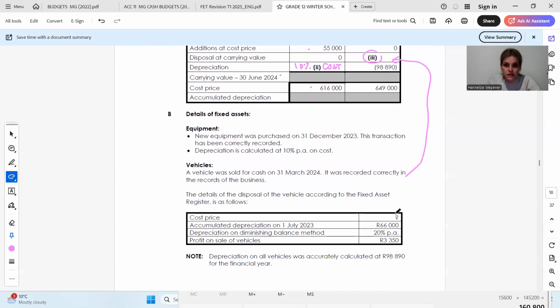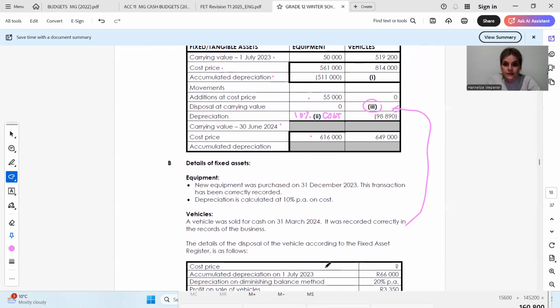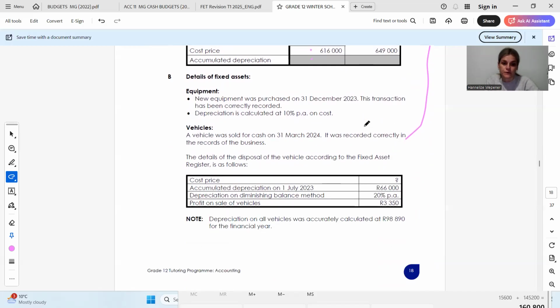So you don't know what the cost price is. You do, however, know that the accumulated depreciation on the first day of your current financial year was 66,000. You know that you use the diminishing balance for your depreciation at 20% per annum, and that you made a profit on the sale of the vehicle of 3,350 Rand. Then depreciation on all vehicles was accurately calculated at 98,000. So there we have it, 98 there already recorded.